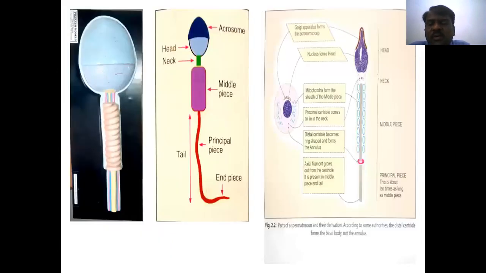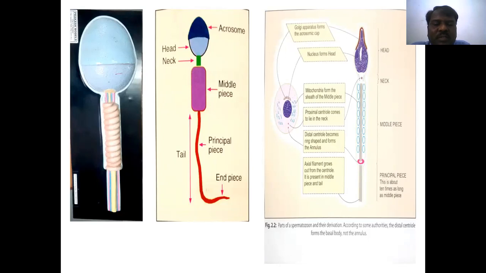Next is the model: the sperm. Here they may expect you to identify the model, that is the sperm, and its parts: the head, covered with the acrosomal cap, the neck, the middle piece, and the principal piece, that is the tail. Then you may expect the size of the sperm, that is 60 micrometers. Next, how the head, the neck and the middle piece are formed.